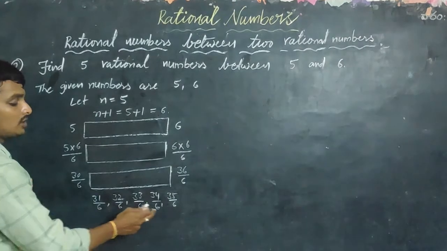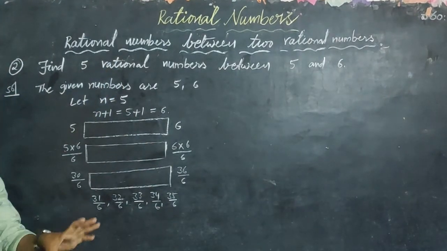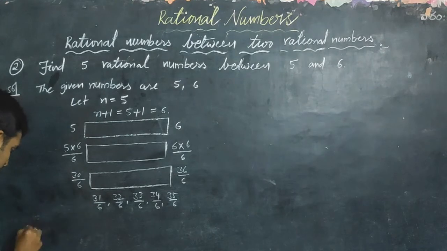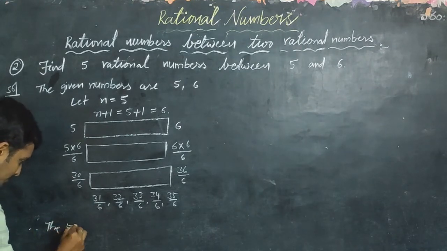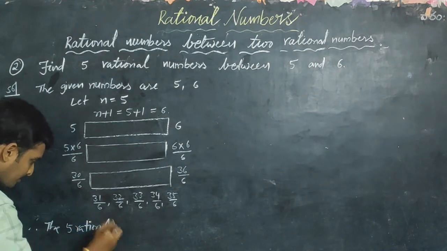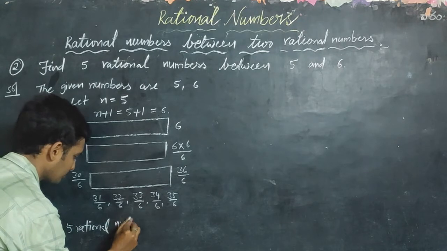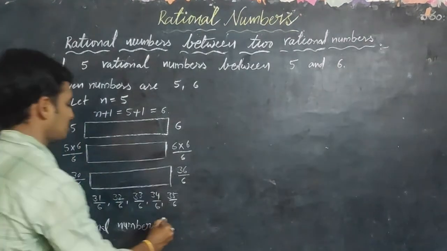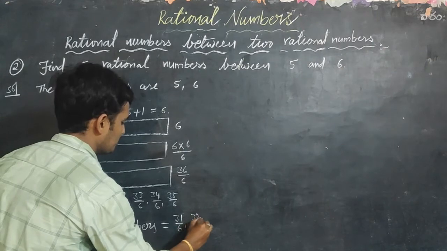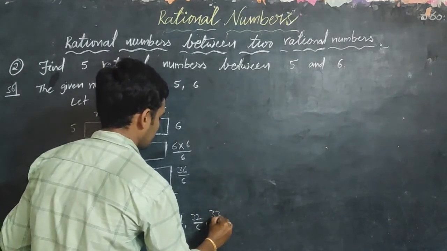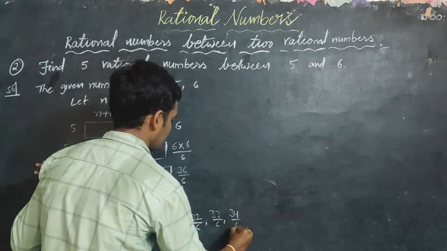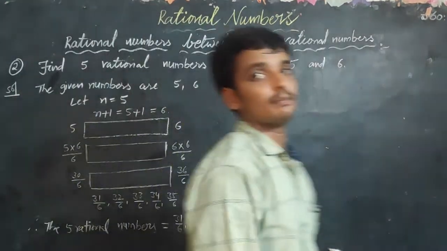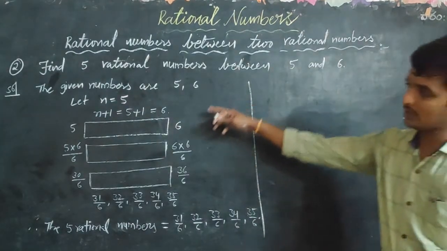Count how many are there: 1, 2, 3, 4, 5. These are our required rational numbers between 5 and 6. Therefore, the 5 rational numbers are 31 by 6, 32 by 6, 33 by 6, 34 by 6, 35 by 6. This is one of the methods to find the rational numbers between two rational numbers. If you know this method, you can follow it.